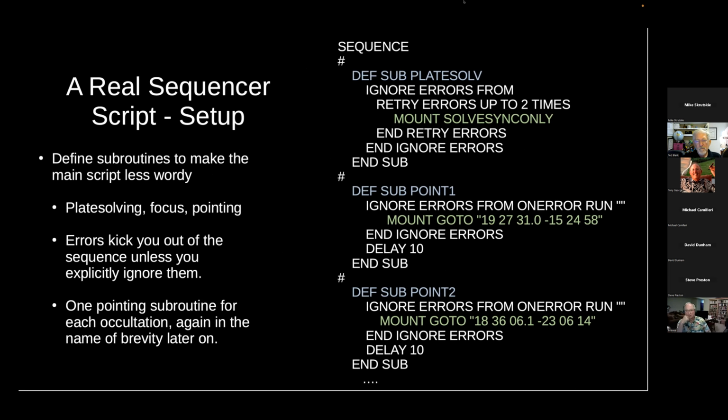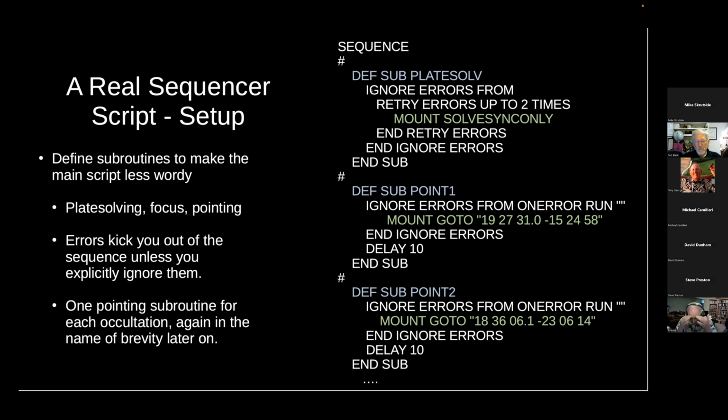The top one is a subroutine that does plate solving. The problem, it's not really a problem, but the nature of the SharpCap sequencer is if it throws an error on something, it kicks you out of the sequence. If you're set up to do 10 occultations in a night and the first occultation throws an error and kicks you out of the sequence, you've lost the rest of the night if you've gone to bed. I get more sleep because of this. That's the honest reason I've been pursuing all of this sequencing in the end.